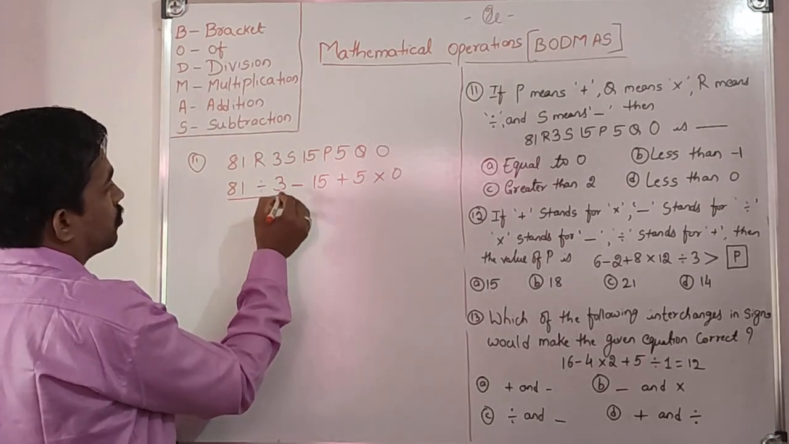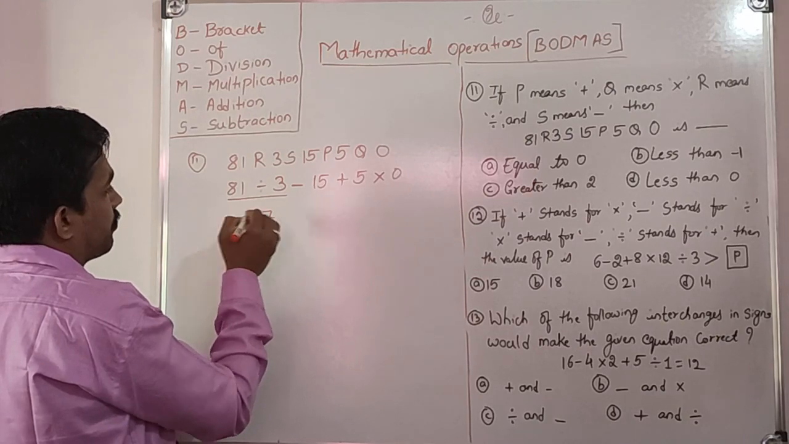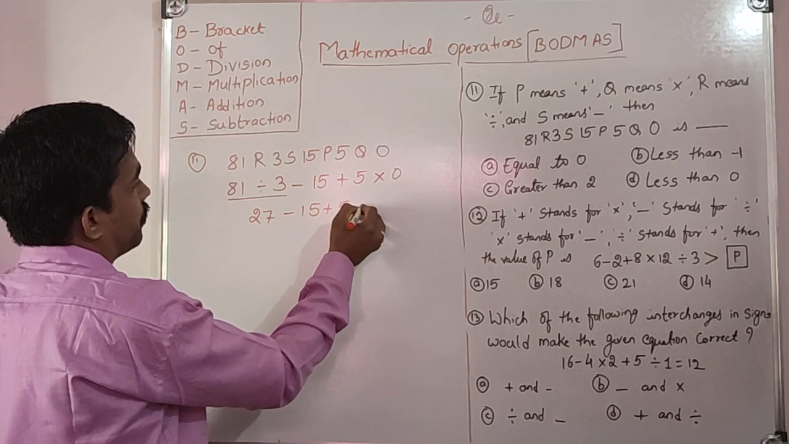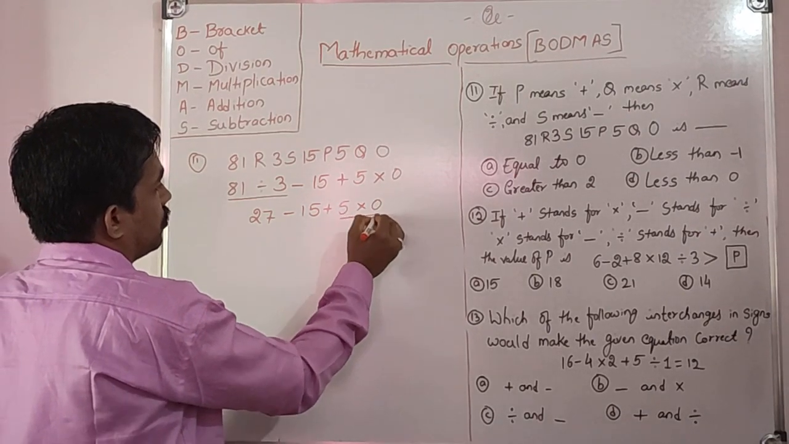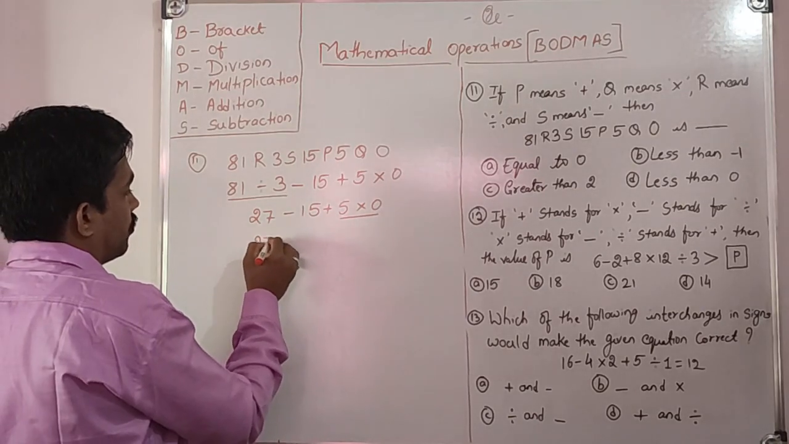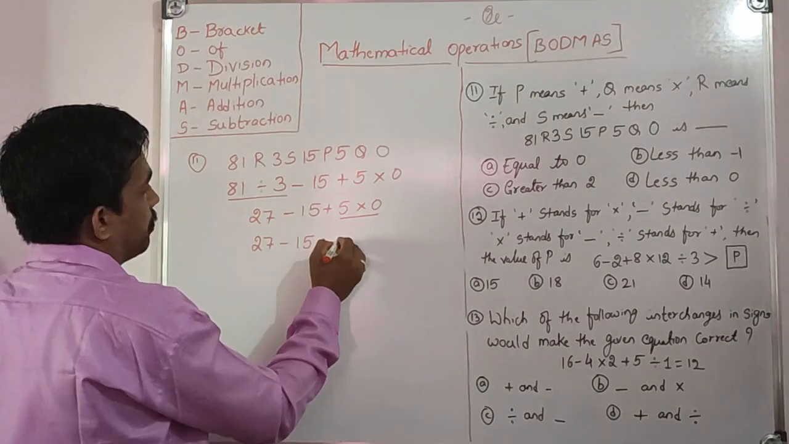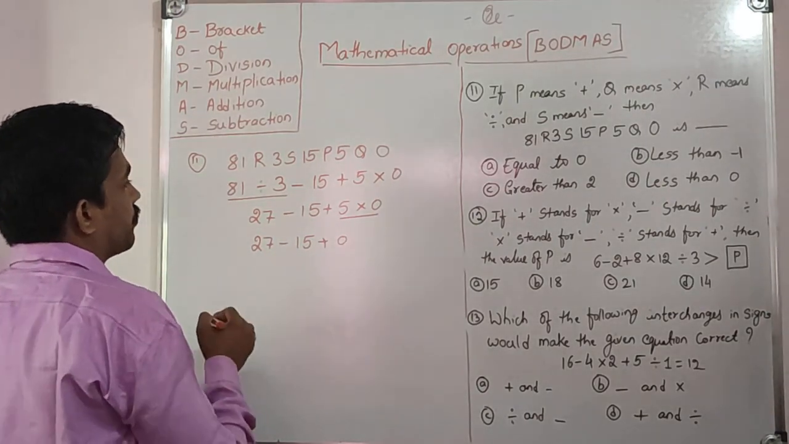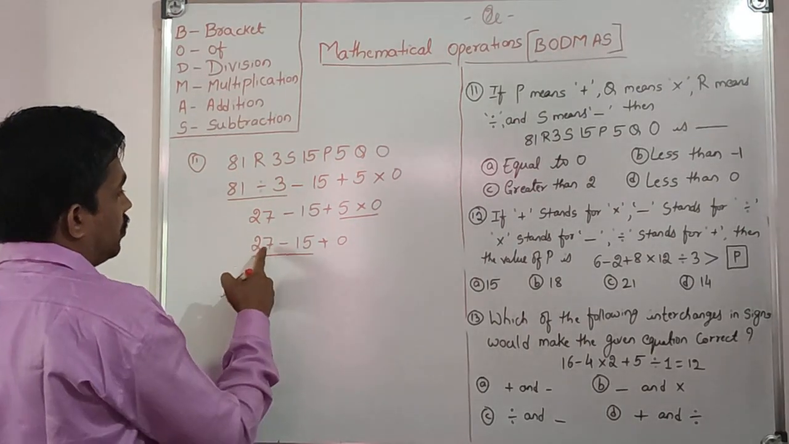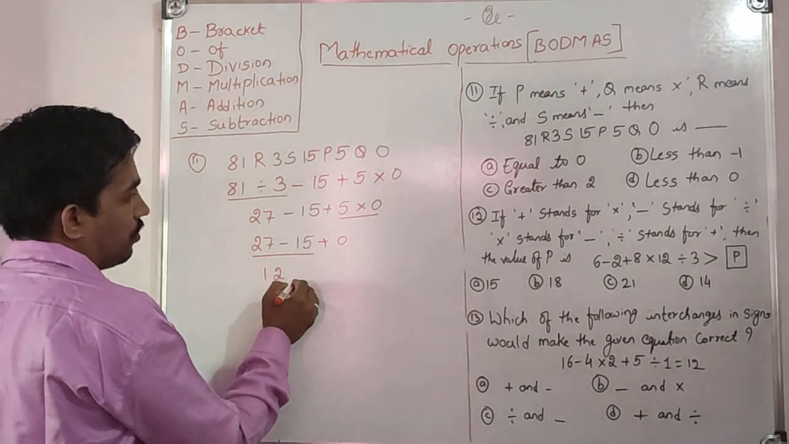So according to BODMAS rule, we have to solve this. 81 divided by 3, it is 27, minus 15 plus 5 into 0. So according to BODMAS rule, we have to solve this. 27 minus 15 plus 0. And then we have to solve this. 27 minus 15, it is 12.